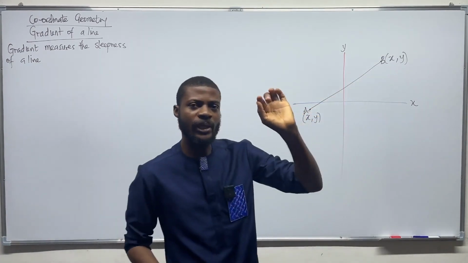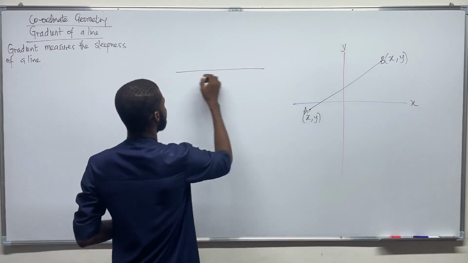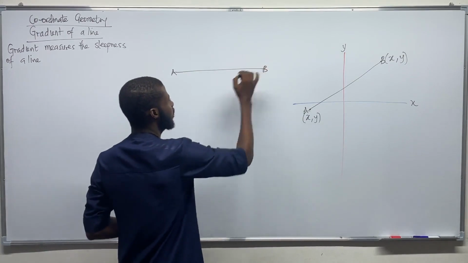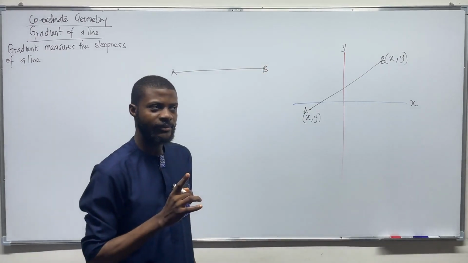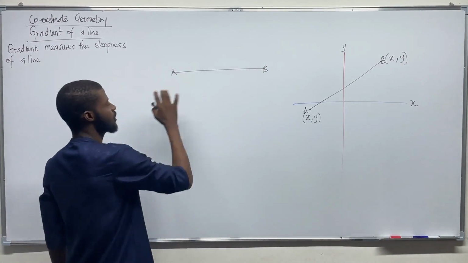Let me discuss 2 important lines. First of all, this is a line. Let me say this is a line AB. Now, is this line horizontal or vertical? The line is going to be horizontal. So this is a horizontal line.